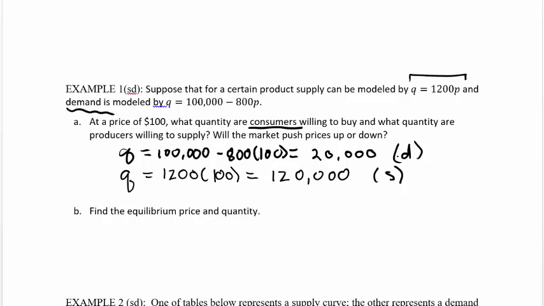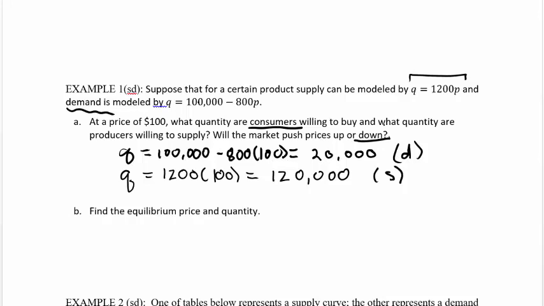The second part of this question says, will the market push the prices up or down? So since supply is greater than demand, that's going to flood the market, and consumers have the upper hand here because they can get it anywhere, and therefore it will push the price down. So the market here is going to push the price down from $100.